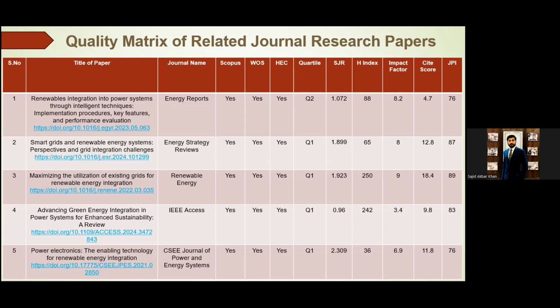The number one, renewable integration into power systems, the title of this paper is covered in journal name Energy Reports. Only this one was in quartile 2. Otherwise, the rest all were covered in quartile 1. The SJR, H index, impact factor, CiteScore, and JPR are visible, sir. ठीक। Sir, for now, I have selected these 5. I am working on others as well, so I'll be mentioning them as well in the next presentation, inshallah.